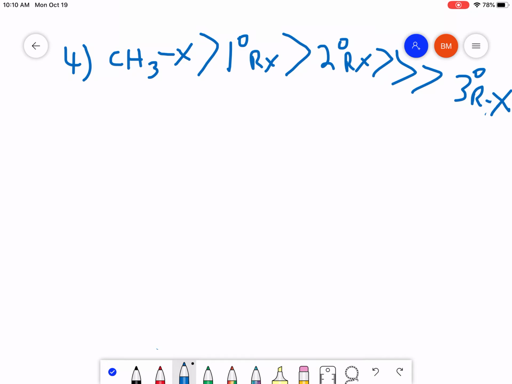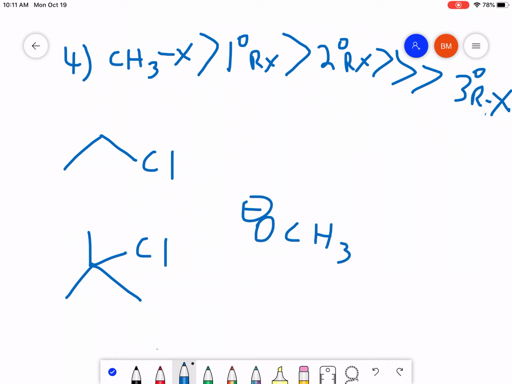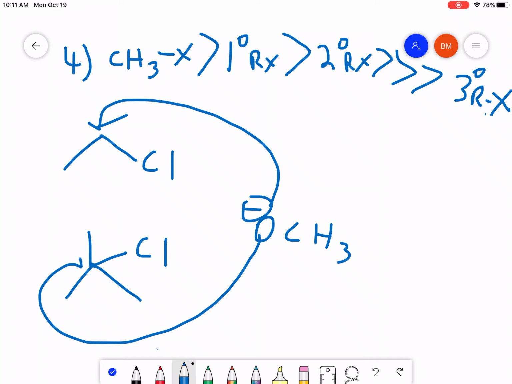Why is that? Well, let's take a look. Let's compare a primary alkyl halide, something like that, versus a tertiary alkyl halide. And let's say we have a nucleophile out here, OCH3-. We'll just use that one again. Now, think about it this way. In order to form a bond between the oxygen and carbon, this oxygen has to come in pretty close to the carbon before you can actually form a bond and knock off that Cl, right? In which case do you think it's easier to do that? Here or here?